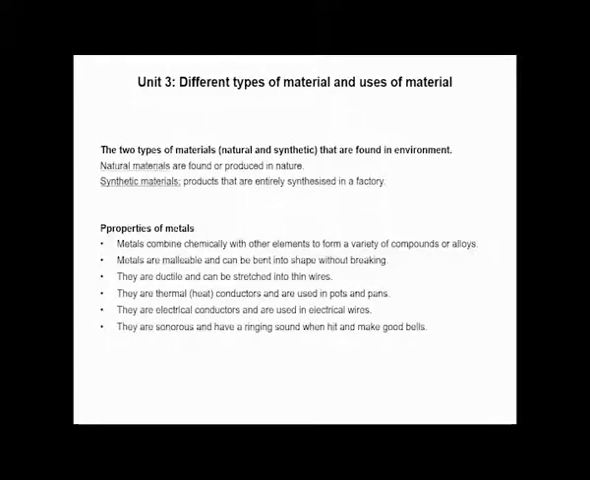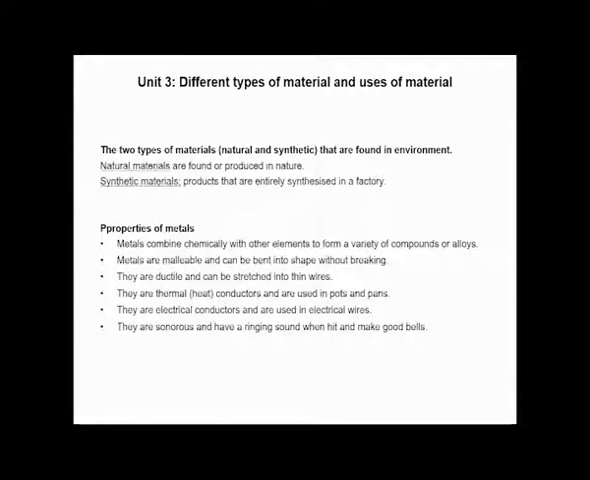Unit 3, different types of material and uses of those materials. We have natural materials and synthetic materials. Natural materials are materials that are found in nature, for example, stones and trees. Those are natural. And synthetic materials are materials that are made by human beings, for example, plastics and other materials that are made in factories or elsewhere by human beings.